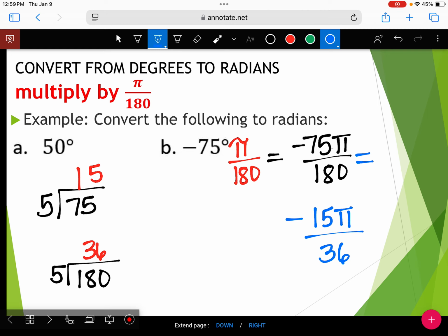Can I go down lower? Is there a number that goes into 15 and 36? 3. Let's do it again. Divide 15 by 3 and 36 by 3. Don't say it out loud. So you keep going down until you can't go down anymore.